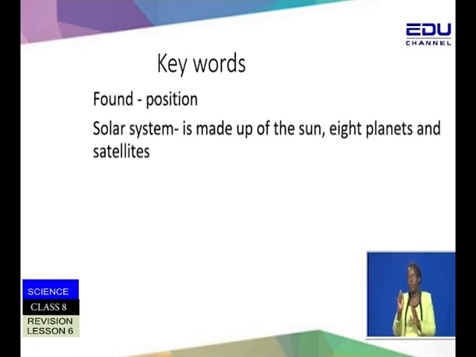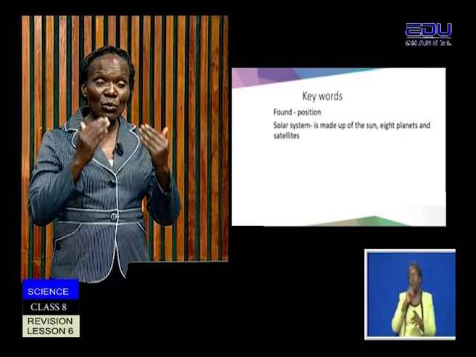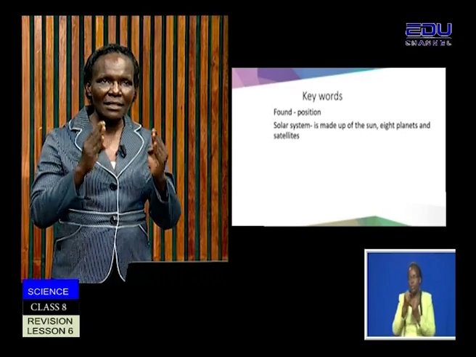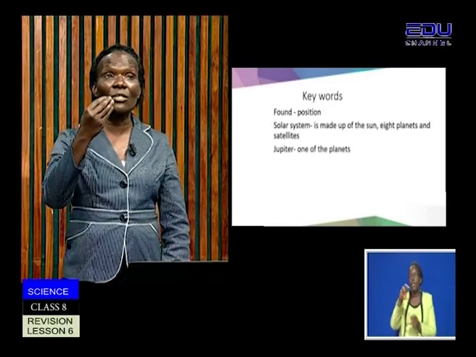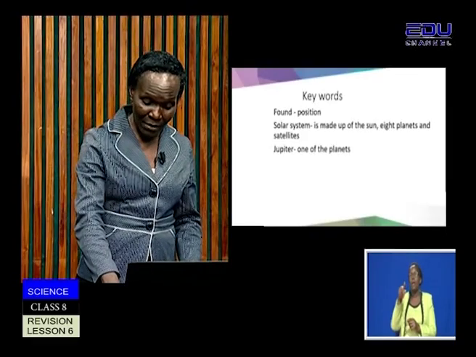Then we have the solar system. We know the solar system is made up of the sun, the 8 planets, and the satellites. So that is where the question is coming from. Not everything you know about the solar system, but where is Jupiter found in the solar system? That question should always be in your mind as you read and think through. When we talk of Jupiter, this is one of the planets. You know that, as we have the 8 planets.